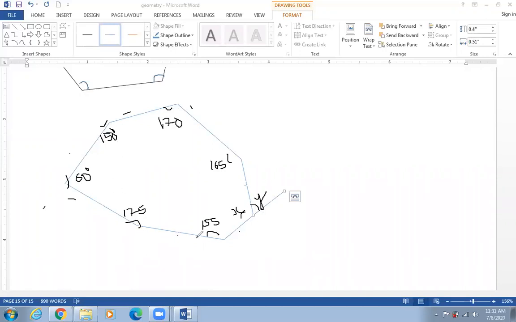1, 2, 3, 4, 5, 6, 7. That means just 7 lines are there. And out of 7 lines, this is the heptagon. And heptagon ko size nikalne. So angles nikalne. Sum of angles of heptagon. So it becomes 900. Ani.